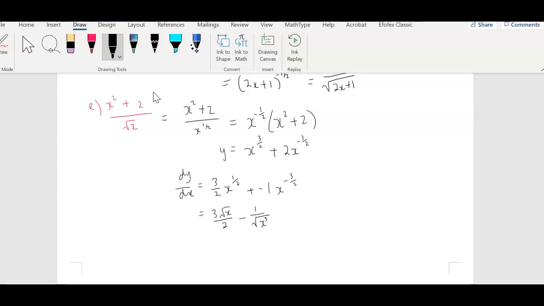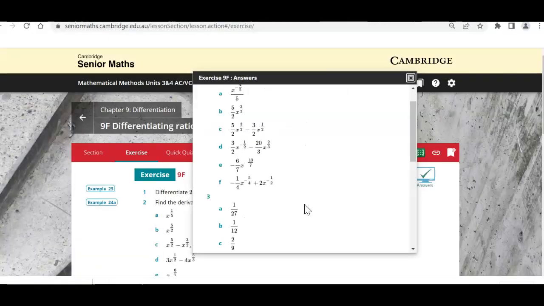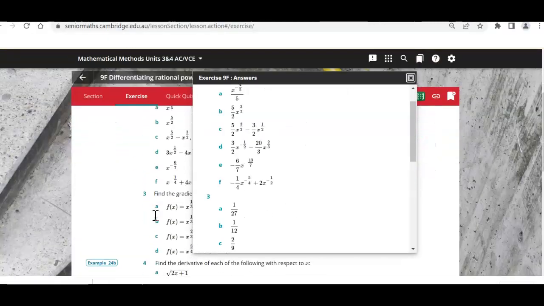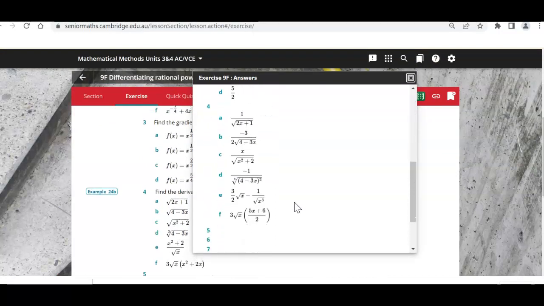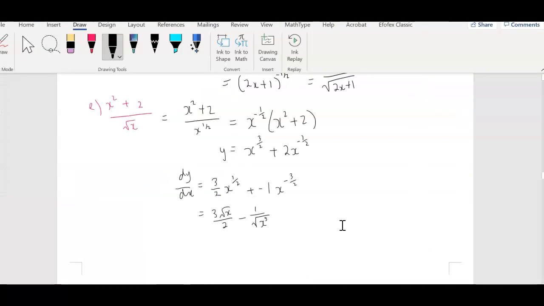Now, your answer in your textbook might look different to that, and we might even bring those fractions together. So just remember that your final answer may differ to what it is in the textbook. So let's have a quick look at what it is in the textbook. Which question am I doing? 4E, wasn't it? All right. Okay, so it did write it pretty much the same. I put the square root of x on the numerator with the 3.